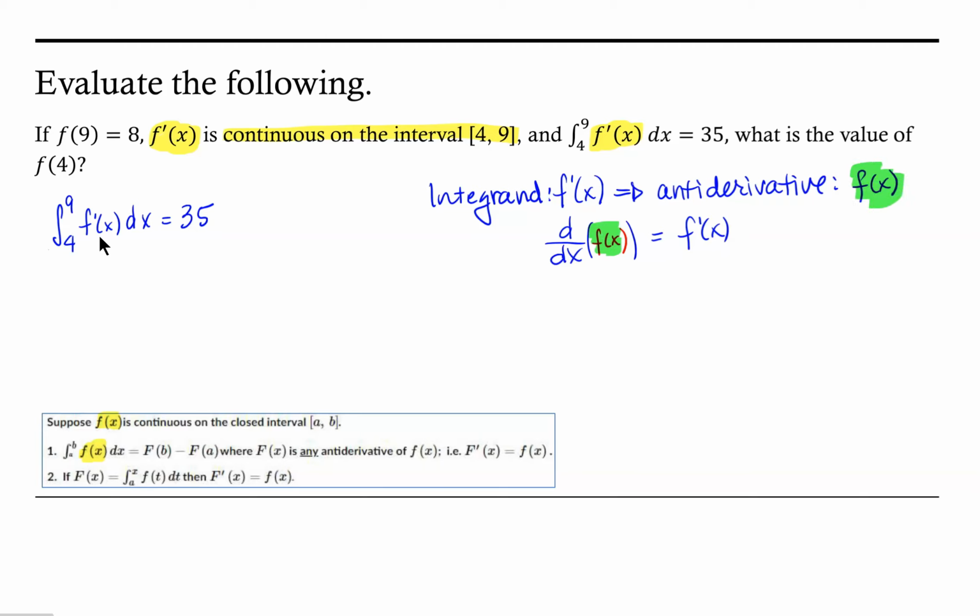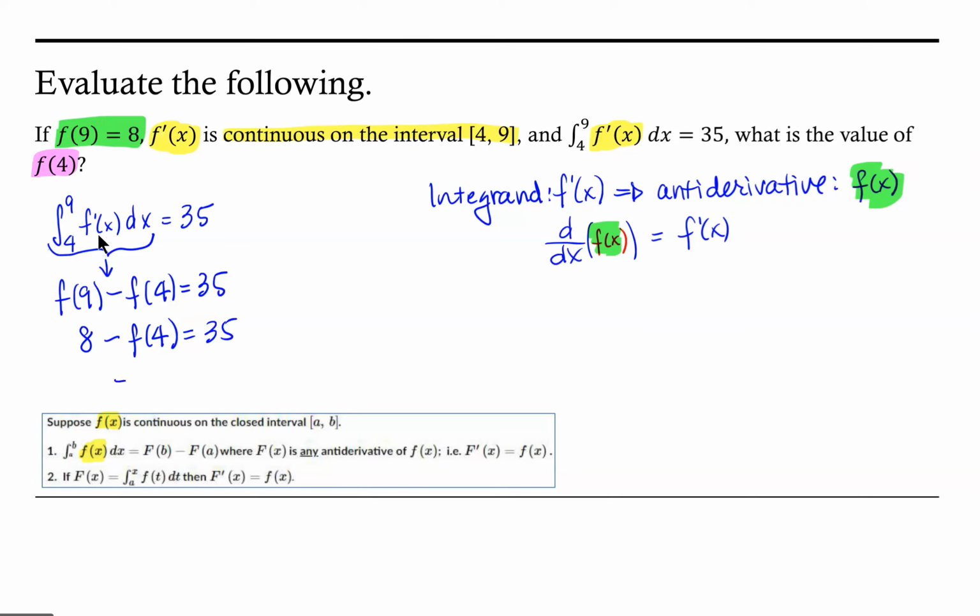So that means that I can replace this definite integral with f of 9 minus f of 4 equals 35. Now with that said, we also know that f of 9 is equal to 8. So I can rewrite this as 8 minus f of 4 equals 35. And then solve. What am I solving for? I want to know what the value of f of 4 is. So I solve for f of 4.